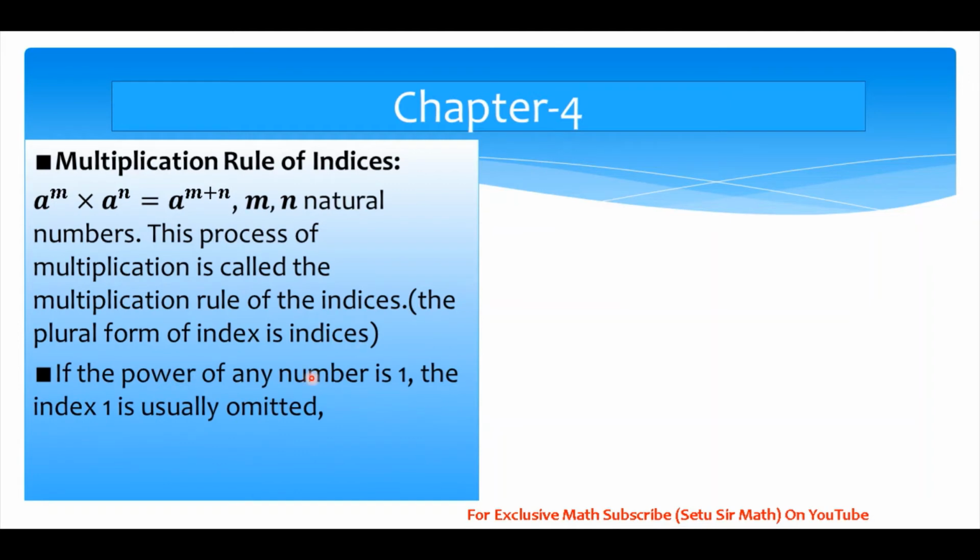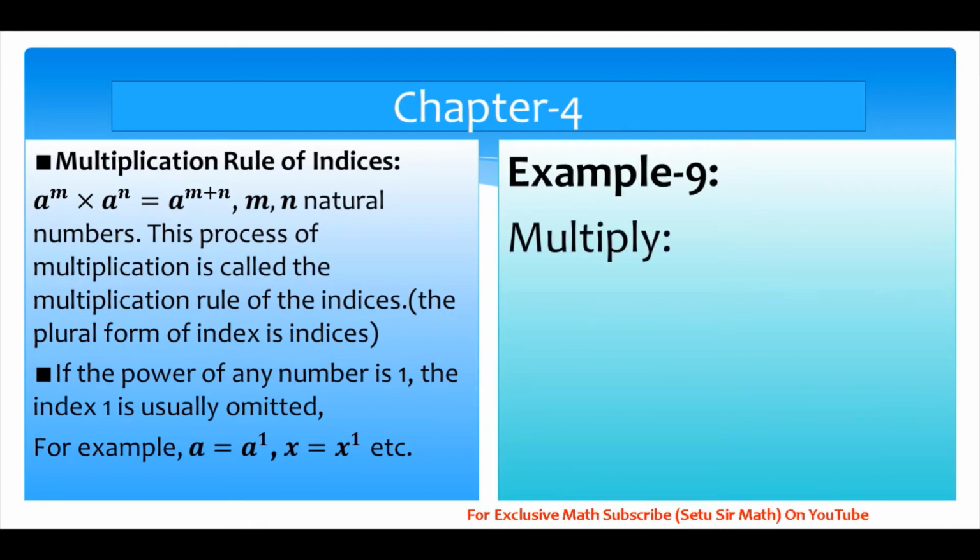If the power of any number is 1, the index 1 is usually omitted. That means we can write to the power 1 or there is no need to write to the power 1. For example, A equals A to the power 1. We can write A or we can write A to the power 1. That means if there is no power on any base, we will think the power is 1. The same thing applies to x.